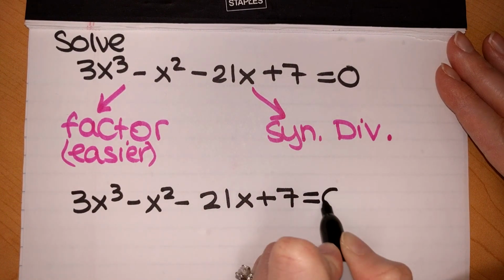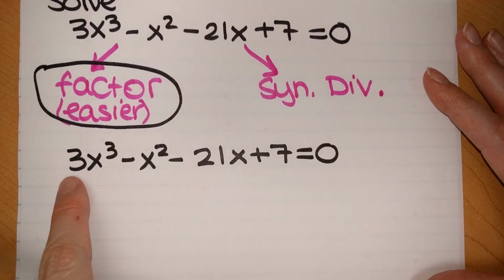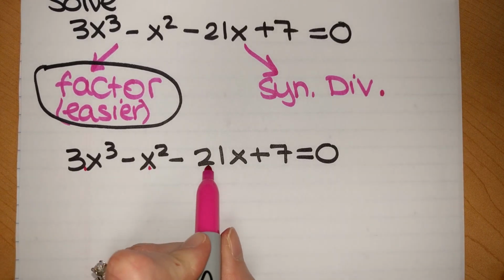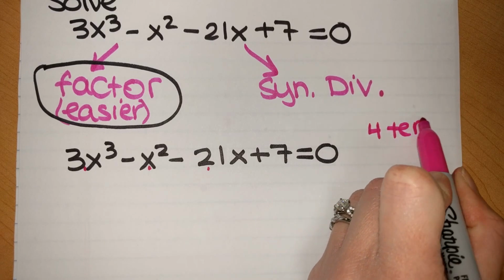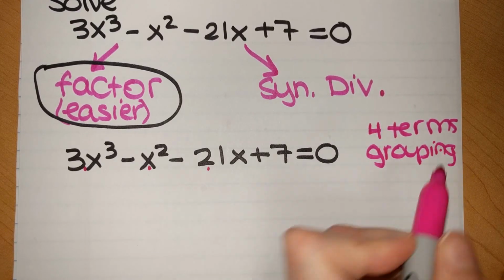First thing with factoring is you always ask yourself, is there a GCF? And again, you look at this 3, -1, -21, 7, there's no GCF. So then the next step is to say, how many terms do I have? I have 1, 2, 3, 4 terms. And so because I have 4 terms, I'm going to go through the grouping method.